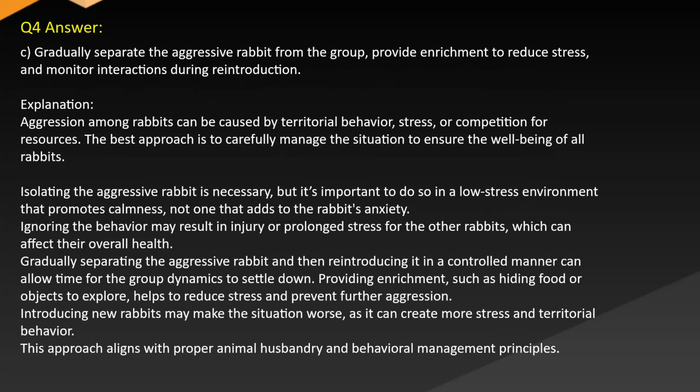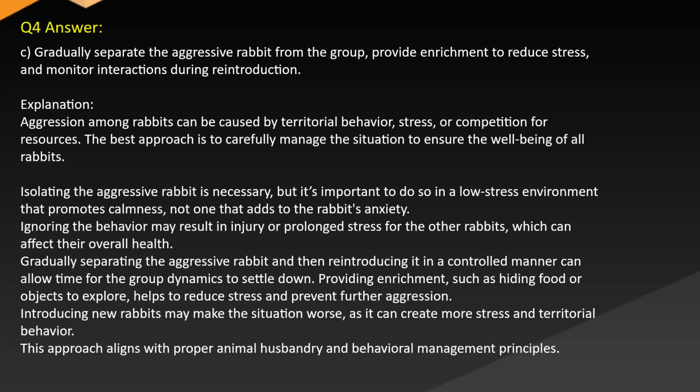Answer. C. Gradually separate the aggressive rabbit from the group, provide enrichment to reduce stress, and monitor interactions during reintroduction. Explanation. Aggression among rabbits can be caused by territorial behavior, stress, or competition for resources. The best approach is to carefully manage the situation to ensure the well-being of all rabbits. Isolating the aggressive rabbit is necessary, but it's important to do so in a low-stress environment that promotes calmness, not one that adds to the rabbit's anxiety.